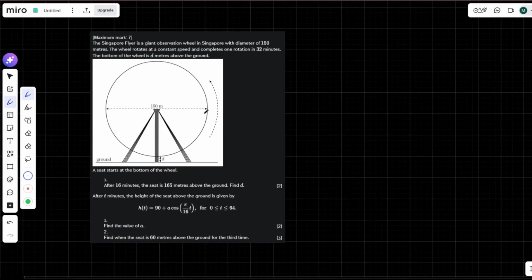So the Singapore Flyer is a giant observation wheel in Singapore with a diameter of 150 meters. The wheel rotates at a constant speed and completes one rotation in 32 minutes. The bottom of the wheel is d meters above the ground, and they've kind of hidden this a little bit, but it's quite important. Oh, that's a highlighter. It says the seat starts at the bottom of the wheel. Okay, so that, I imagine, is going to be helpful. These kind of Ferris wheel problems are super common.